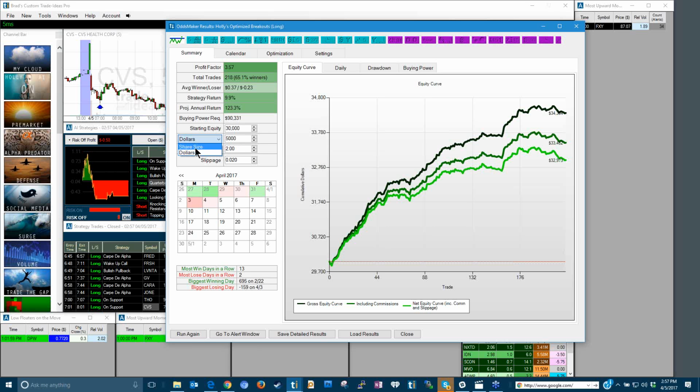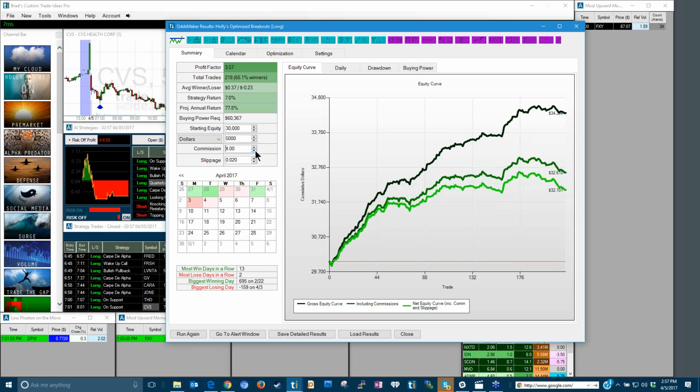And you can decide, do you want it to be share size, dollar size, commission, you can adjust that. Maybe you're paying more in commissions. Maybe with slippage, you're losing 4 pennies in and 4 pennies out. Maybe you're able to get the price that was generated on the alert window. So this is how you would manipulate it.